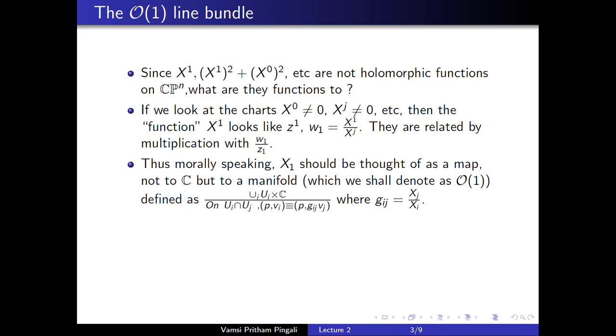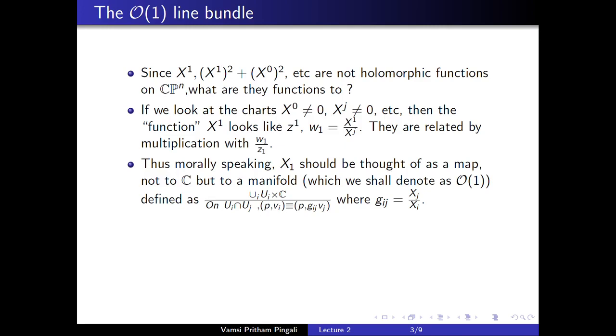One takes all the charts, that is this chart, etc., takes their product with C. So for instance, this x1 can be thought of as a map from point P on this chart to P comma Z1. Likewise, W1 can be thought of as a map taking a point P to P comma W1. Yeah, this is a disjoint union, except these two should be related on the intersection by multiplication by this non-zero holomorphic function, right?